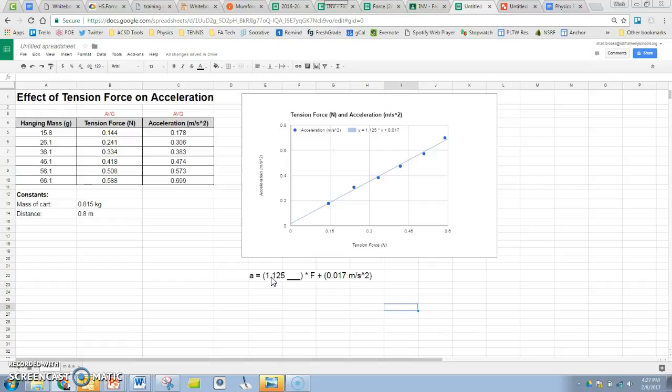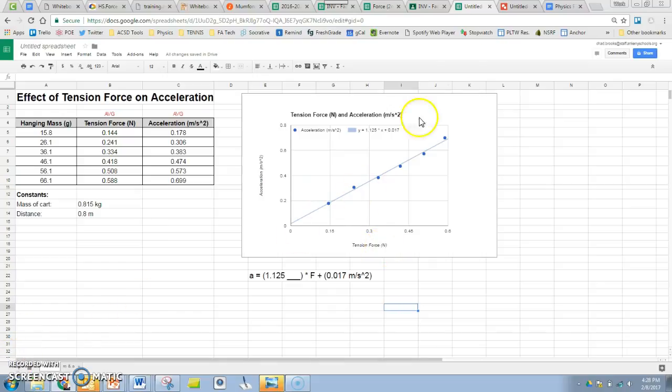Well, how can you figure out the meaning of the slope? Well, units can help you do that. So let's analyze the units here. All right, so the slope is the rise over the run. So your rise units are meters per second squared. Your run units are newtons. So the slope has units of meters per second squared over newtons.